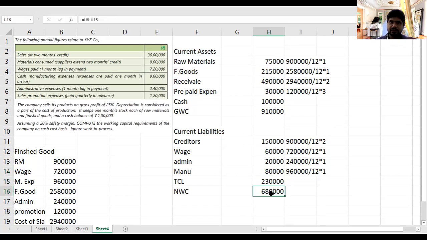Then how much net working capital? This sum. Net working capital 600,000, and now we calculate the safety margin. Safety margin is 20%, no? And 20% of this.